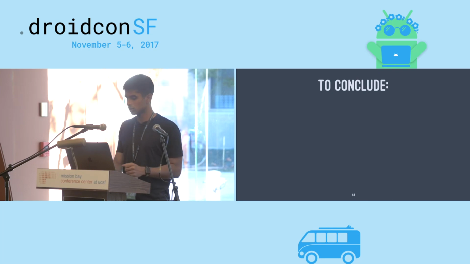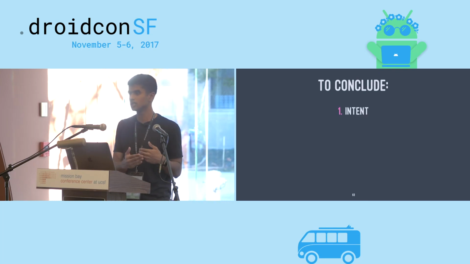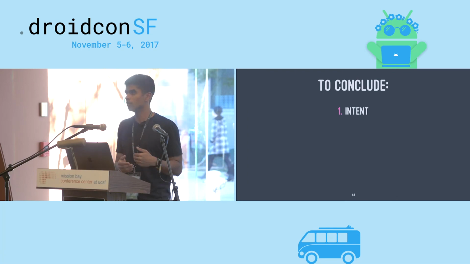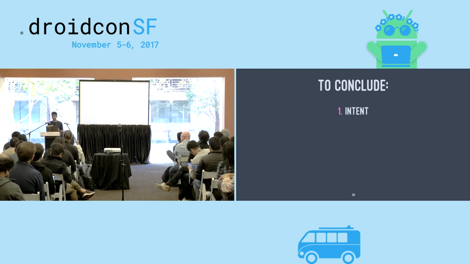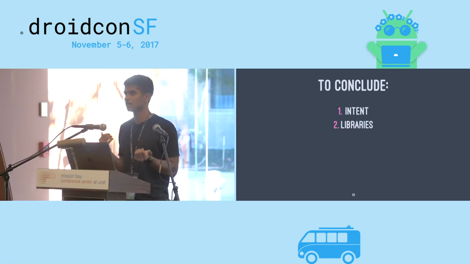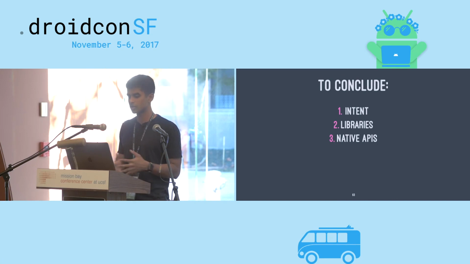So to conclude, one, we talked about the intent, which is really easy to implement, but pretty hard to configure, customize and stuff. Then we talked about libraries, which are medium, like it's still easy to implement for a custom experience. And finally, native APIs, which take a lot of dev resources, but you can customize the best here.